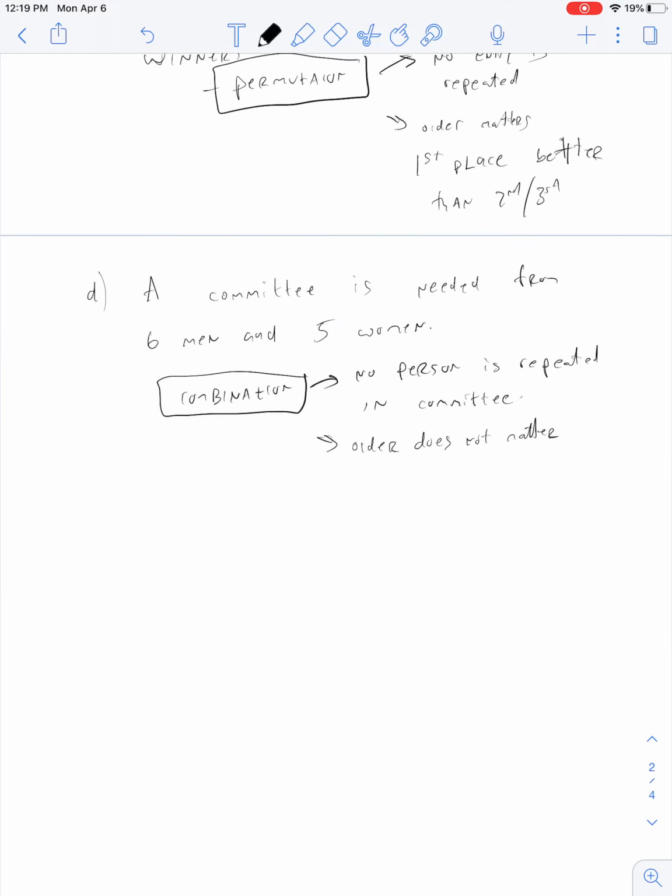All right, so some nice examples of permutation and combinations. Now let's go ahead and actually use our formulas to work them out.